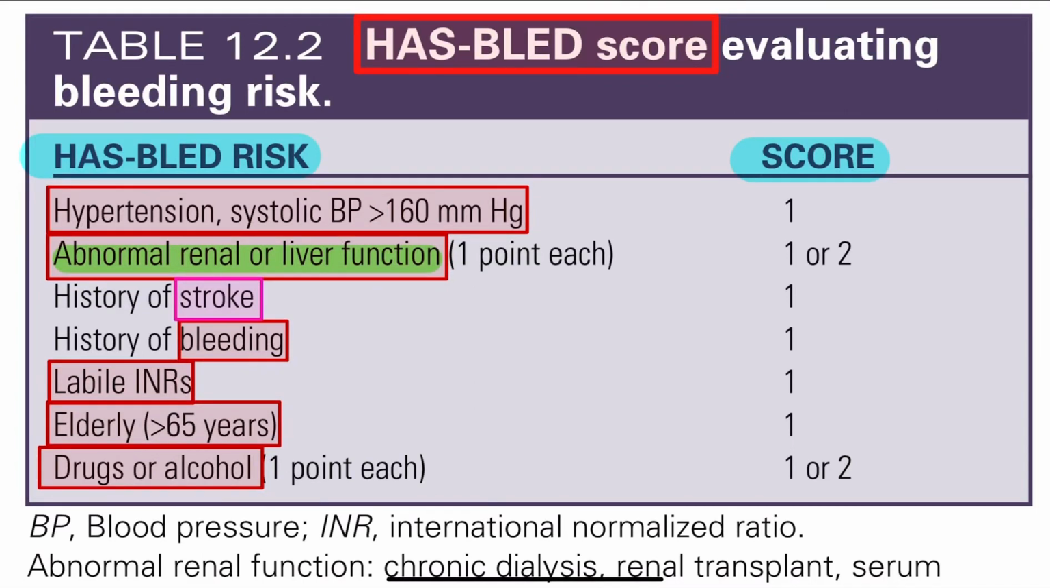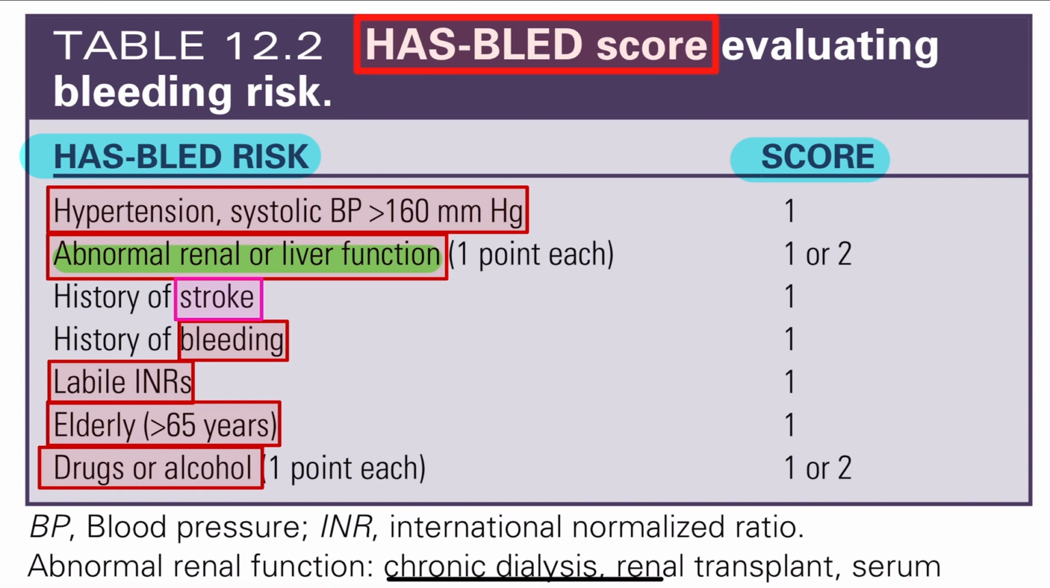HAS-BLED score. This is for evaluating risk of bleeding in surgical patients. The name itself has every component. H for hypertension, systolic BP more than 160 mmHg. A for abnormal renal and liver function. I will tell what is abnormal renal and liver function.